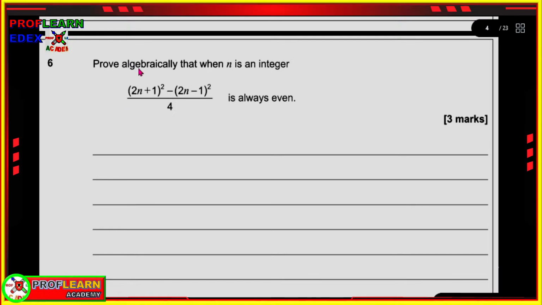We are to prove algebraically that when n is an integer, this is always even. How do we prove that this is always even? What are we going to do in order to show that this is even? Guys, just work it out. Once we are done, we'll see which answer we get.